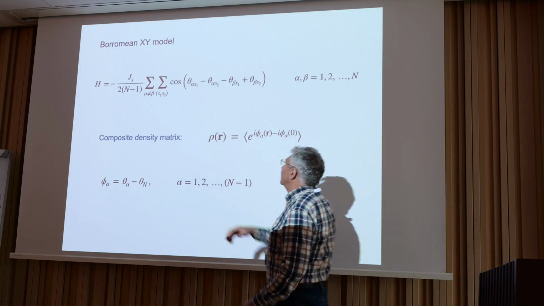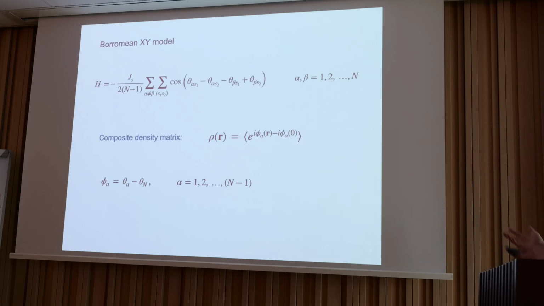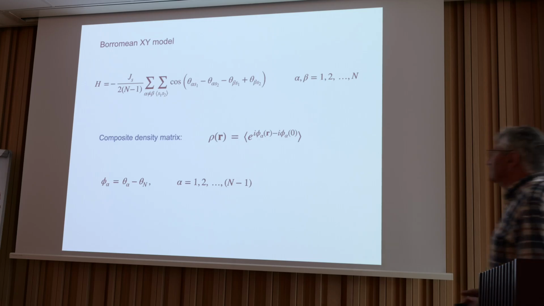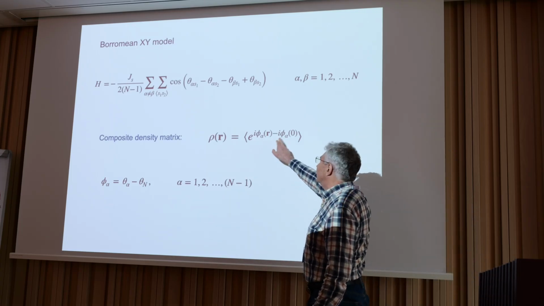So the differences of gradients are replaced by the differences of differences. So looking at this model, you see that yes, indeed, it's compact gauge invariant because you can add any phase to all the phases on any side. So now in this model, the object which we want to calculate is the composite density matrix. So the matrix which is written in terms of the relative phases.